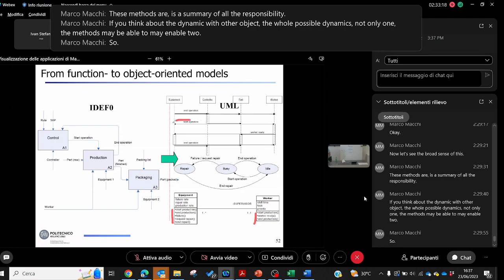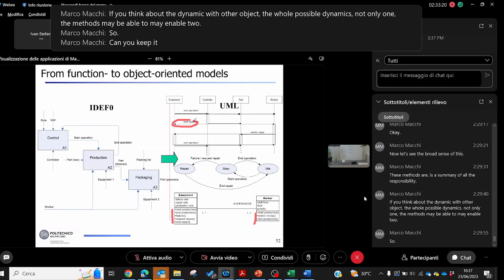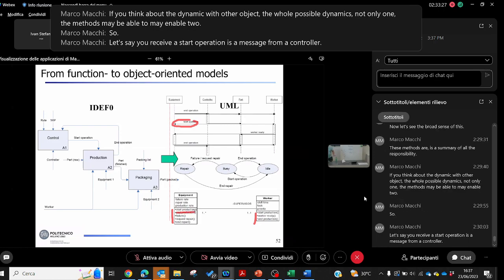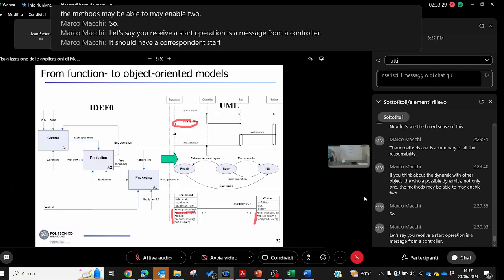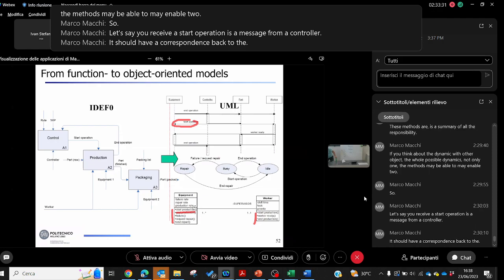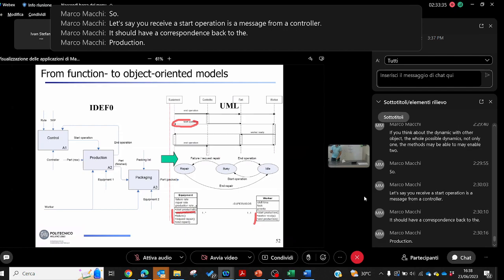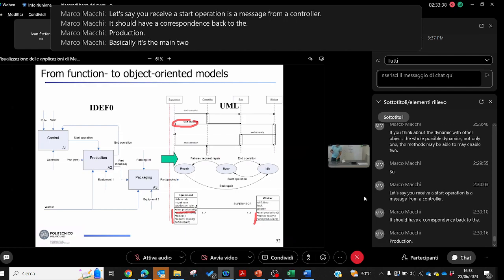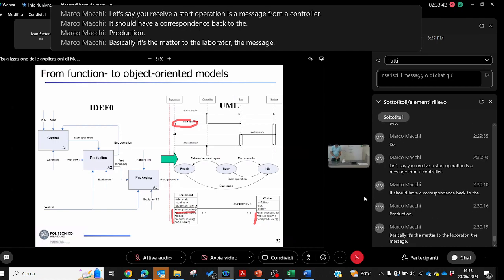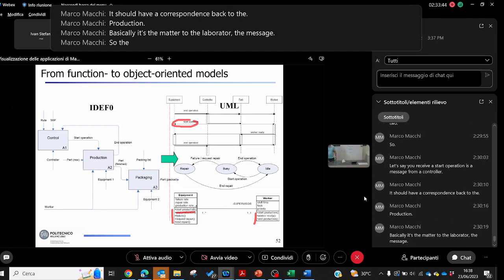So, given, let's say, a receiver start operation is a message from a controller. It should have a corresponding start operation, sprint and start production. That basically is the method to elaborate the message that is received by means of this. So the message you have corresponds to some method that provides the response. Okay?